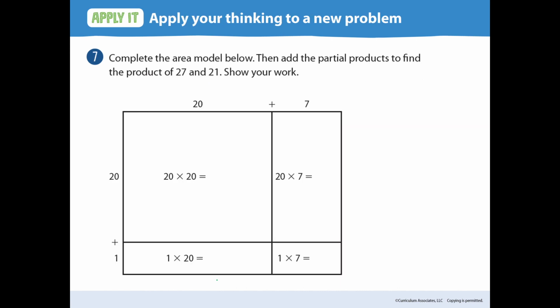Apply it. Apply your thinking to a new problem. Number 7. Complete the area model below. Then add the partial products to find the product of 27 and 21 and show your work. So this is going to be an independent practice. I want you to pause the video until this problem is finished. And then when you have the problem finished in your workbook, please press play to check your work.